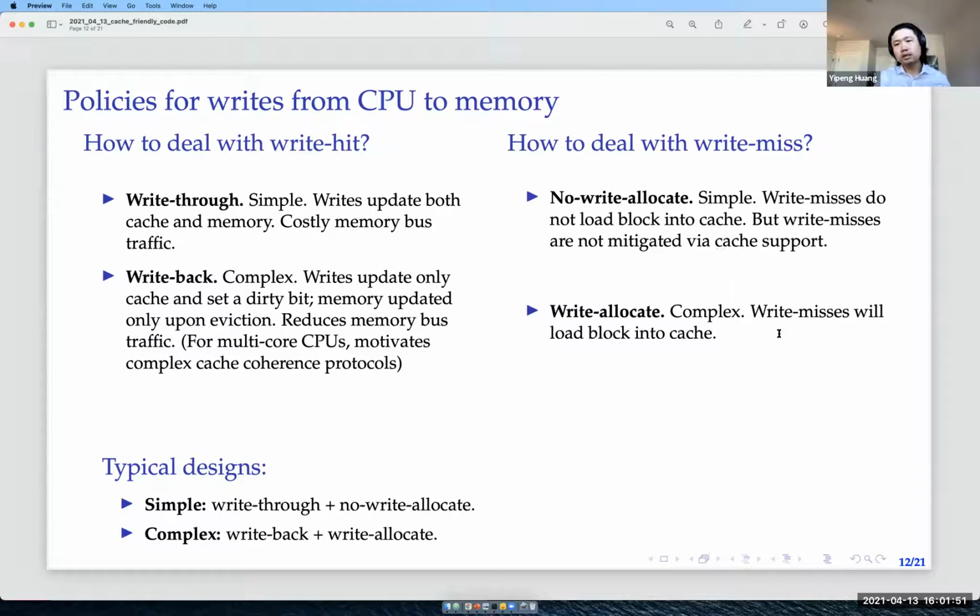The more complicated approach here is called write allocate. Here, the idea is that if you're trying to write from the CPU to the memory and it's not already in the cache, then go ahead and place that data into the cache. This is helpful because future accesses to that same location will hit in the cache.